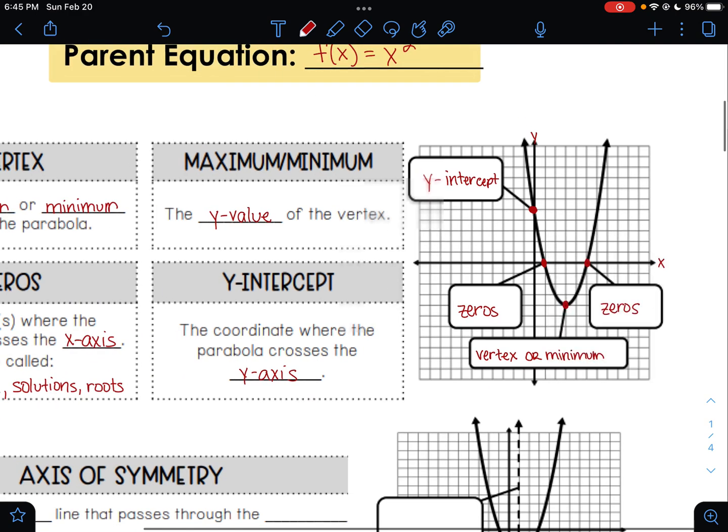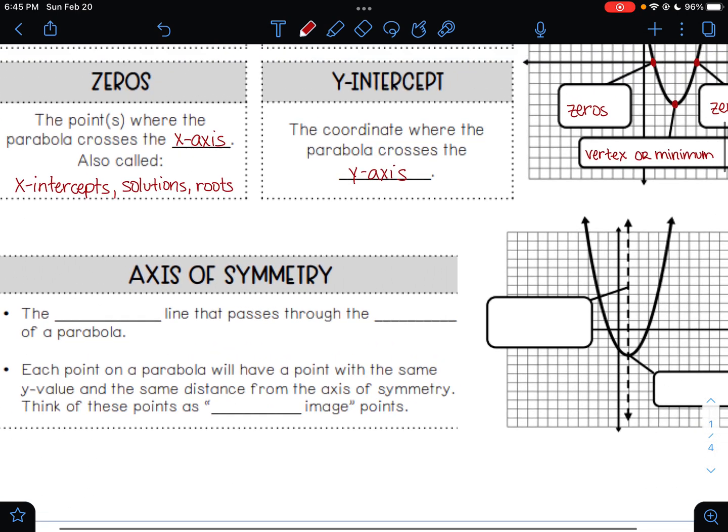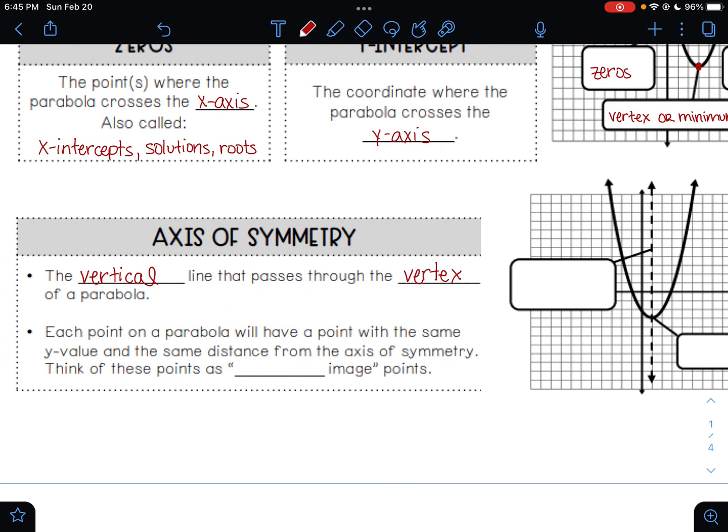Then we have our axis of symmetry. This is a new term for us. This is a vertical line that passes through the vertex of the parabola. This is not actually part of the graph, but it's important to know because each point on the parabola will have a point with the same y value and the same distance from the axis of symmetry. So you can think of these points as a mirror image.